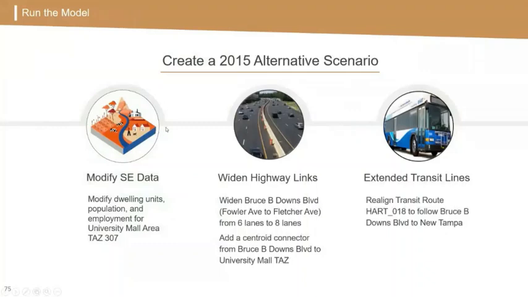So to do this new scenario and make those modifications, we need to do 4 steps. The first one is to create a 2015 alternative scenario, assuming that this is going to be simulated in year 2015. Then within this new scenario, we want to modify SD data to accommodate our expansion, and then widen the highway links to accommodate the network change. And finally, extend the transit lines by realigning this transit route.